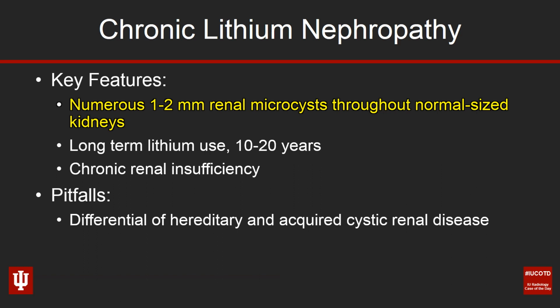To sum it all up, chronic lithium nephropathy can show up on MRI as numerous 1 to 2 millimeter renal microcysts scattered throughout normal-sized kidneys. These changes occur after 10 to 20 years of lithium use, and patients will have chronic renal insufficiency. There is a host of differential causes for adult cystic renal disease, and differentiation from the other hereditary and acquired causes necessitates a little more digging into the chart, attention to kidney size, the size and location of the cysts, and any other findings.